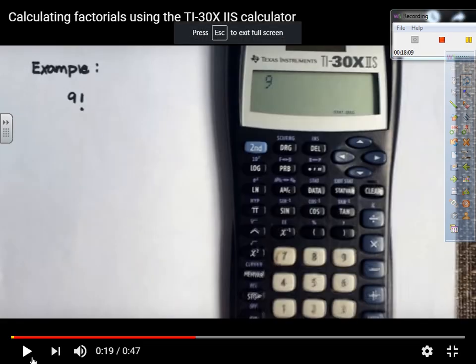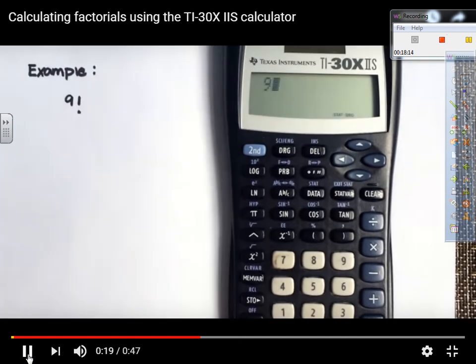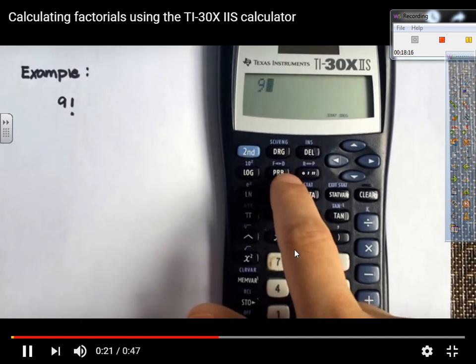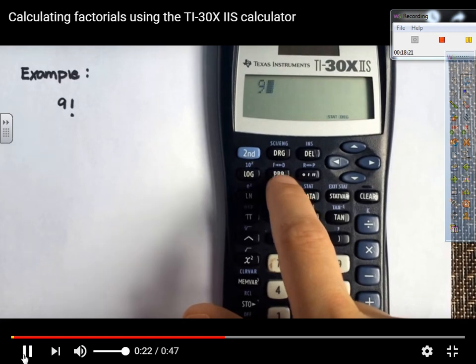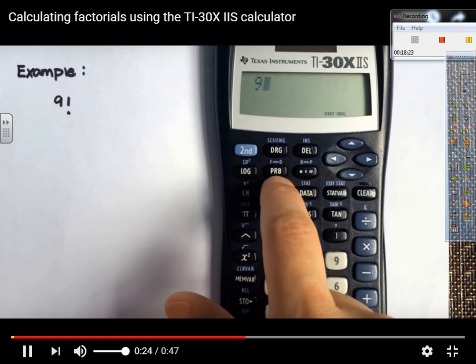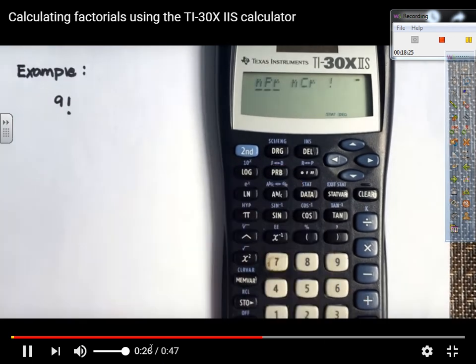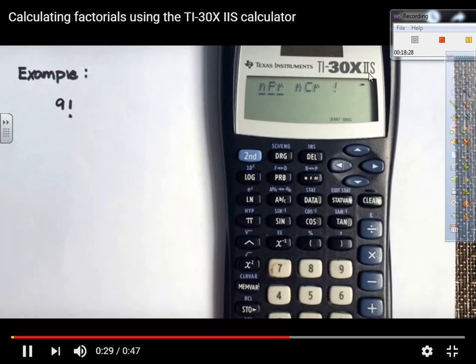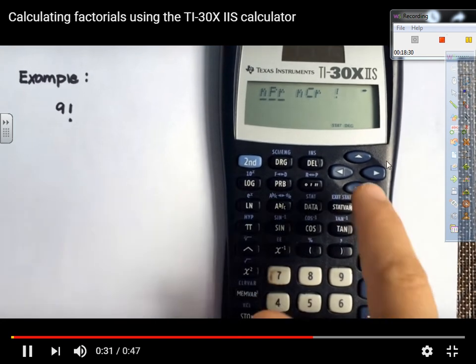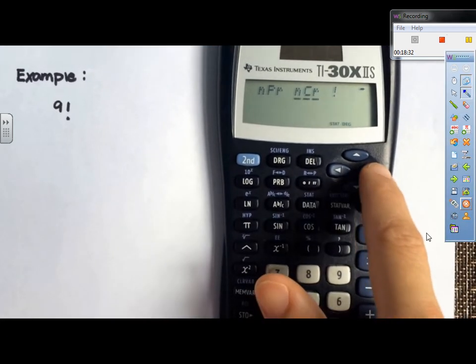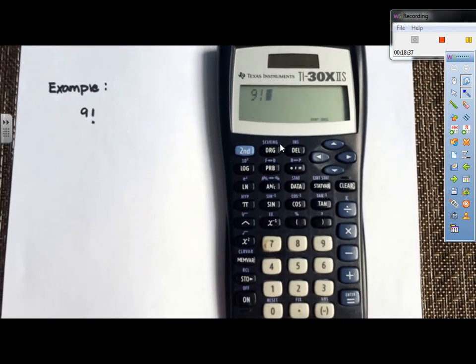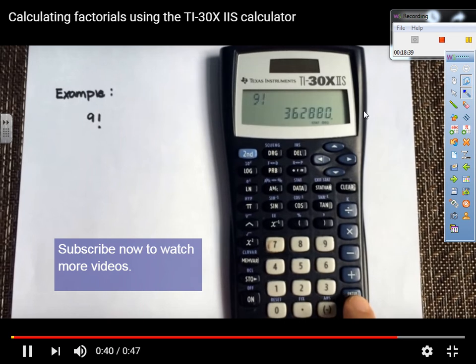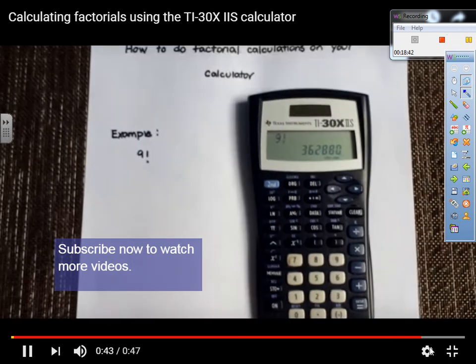She's going to find 9 factorial on your calculator. So she typed in 9 already. Now she's going to this probability button, PRB. So go ahead and do that on your calculator. There it is, the factorial button. So you need to scroll over to it, arrow over to the right. Okay, then hit enter. Now you have 9 factorial on your calculator. Hit enter again, and you get what that factorial is.